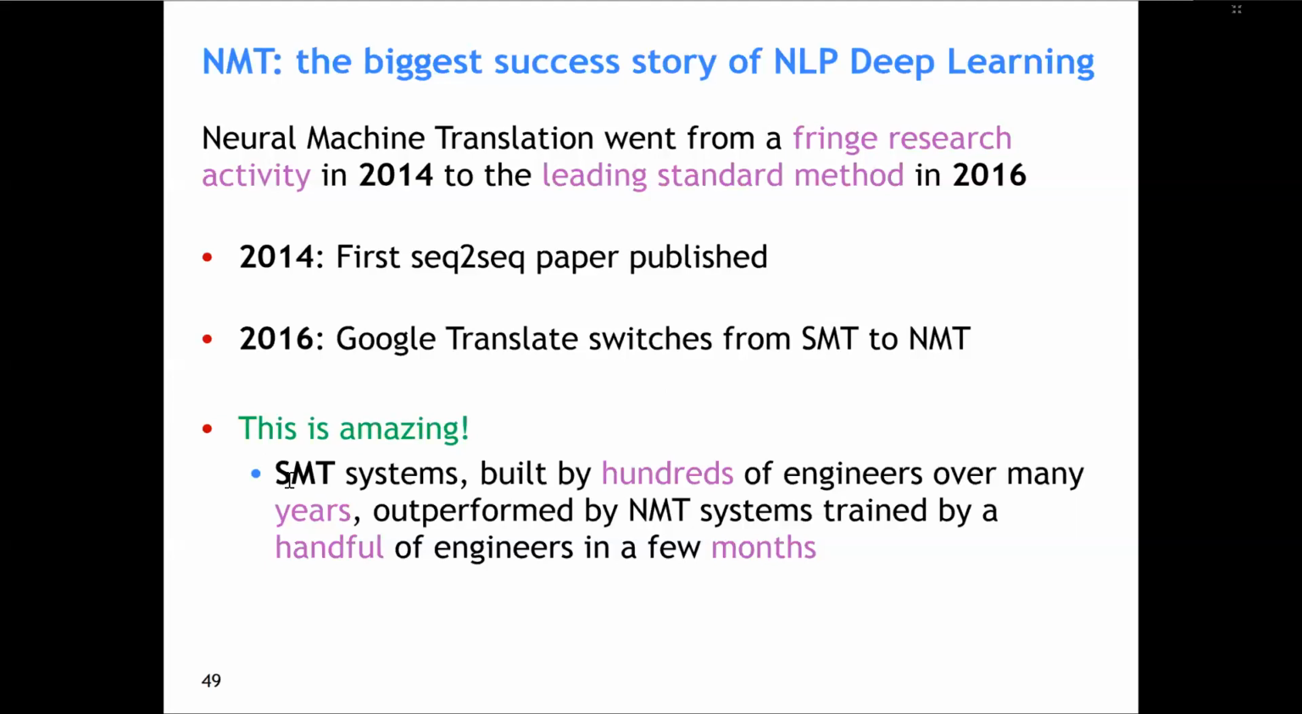Originally, Google Translate used statistical machine translation built by hundreds of engineers over many years, and it was quickly outperformed by a neural system trained by just a handful of engineers in a few months. But I would say, while it's still a handful of engineers, they have access to big computing resources, maybe much more than what was used by hundreds of engineers years ago.